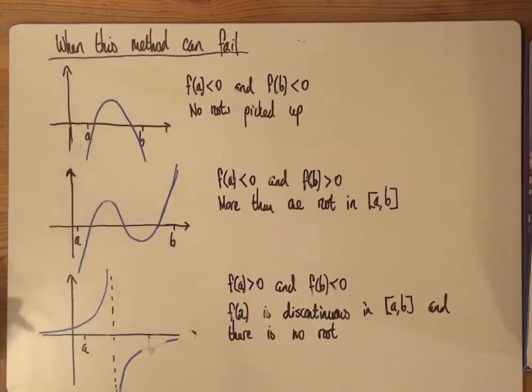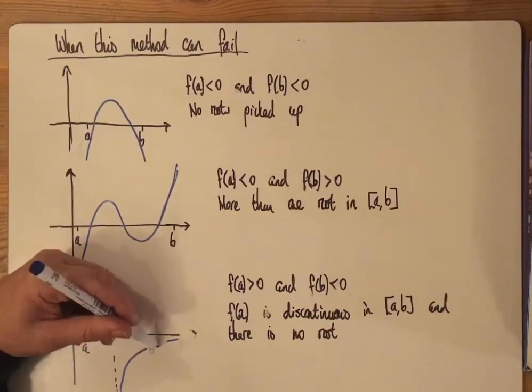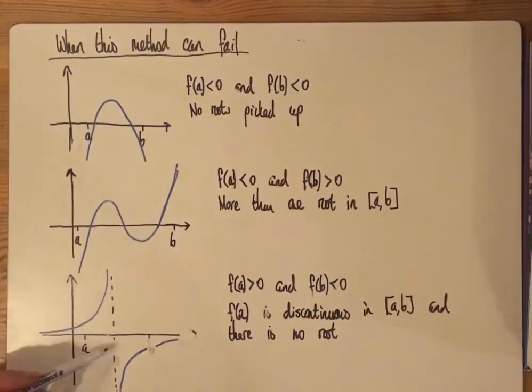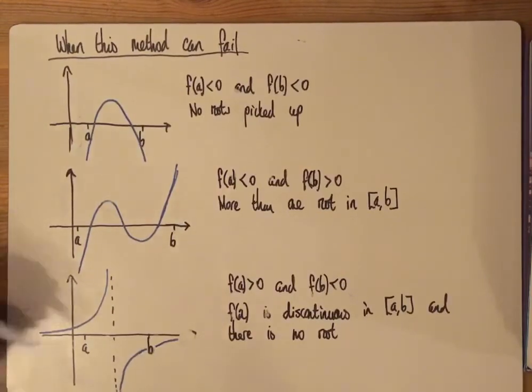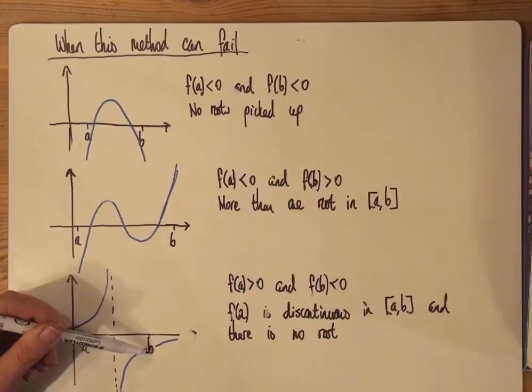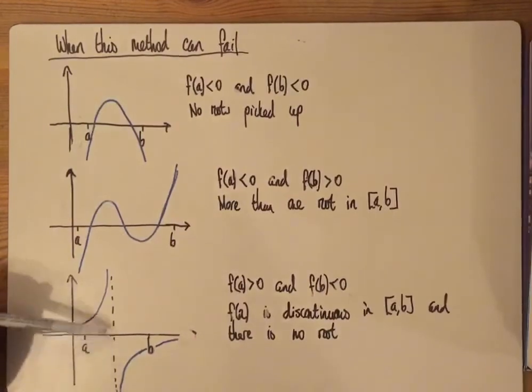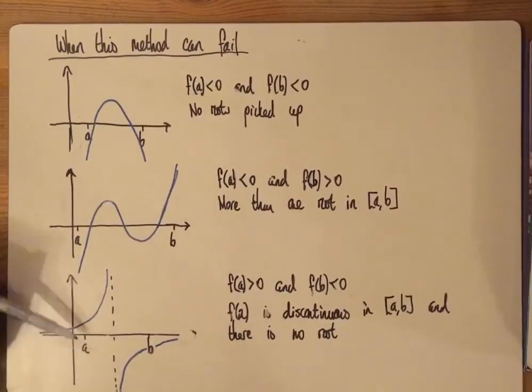And if f of x is discontinuous on [a, b], for instance here we've got this asymptote, so there's a discontinuity, then f of a is bigger than 0 here, f of b would come out as being less than 0, and so the method would tell you there's at least one root, but actually there's no roots, there's a discontinuity and an asymptote. So the method will only work if f of x is continuous on the interval [a, b].